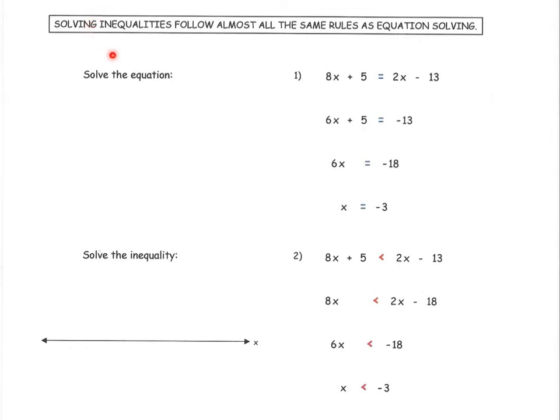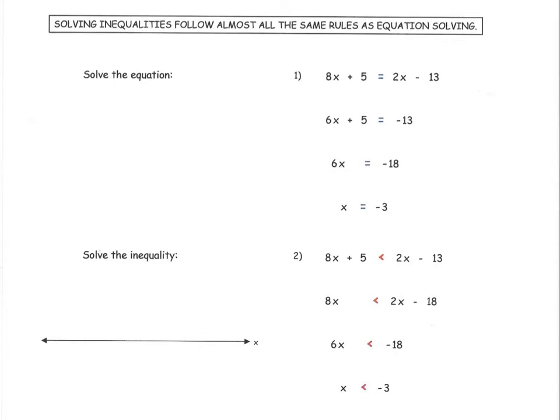Solving inequalities follows almost the same rules as equation solving. Let's check out an equation: 8x plus 5 equals 2x minus 13. What we need to do is put all of the x terms together on one side of the equation with all of the unattached numbers together on the other side, moving them using the laws of algebra.